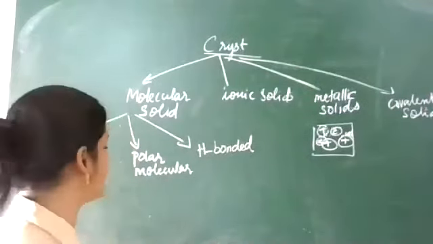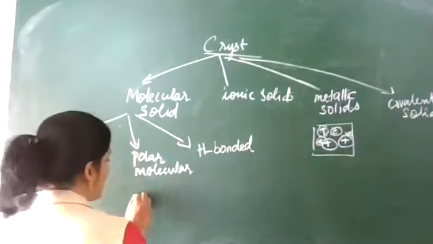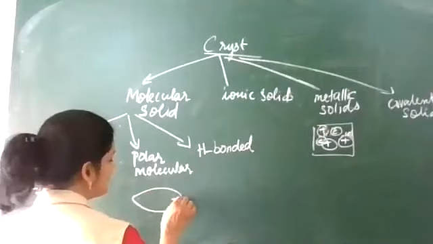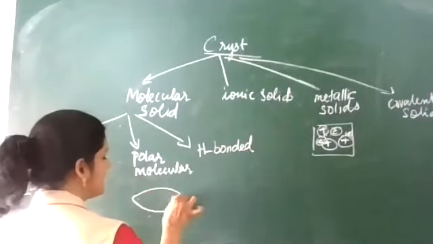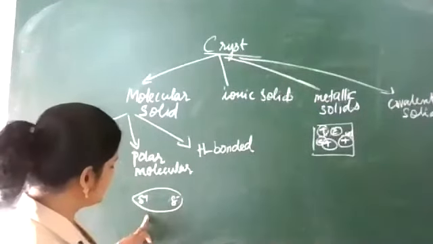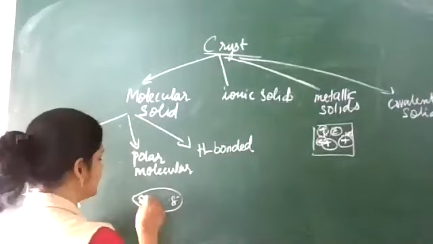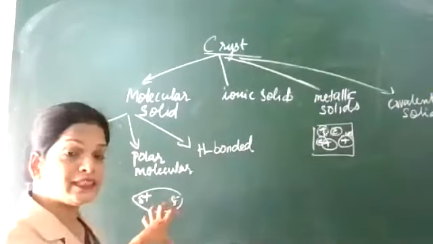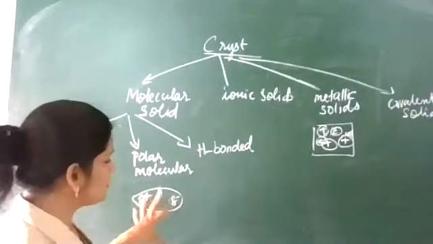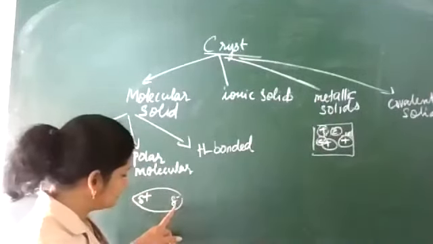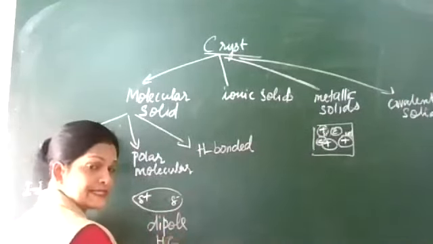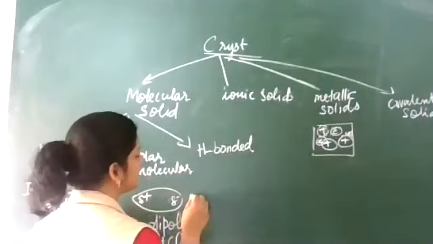In the case of polar molecular solid, for example HCl, HCl itself is a polar molecule. So here delta negative and here delta positive. It itself is a polar molecule. Between polar molecules, there are dipole interactions. You consider another HCl.